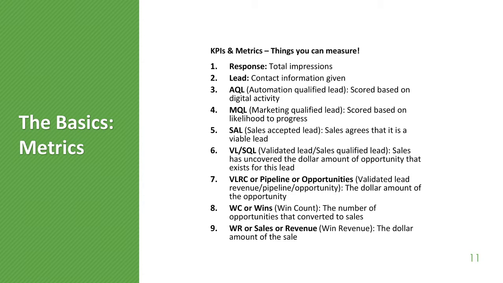So moving on down to wins. WC stands for win count. So some companies may count how many wins there are, and some companies may count what the win amount is. So some just check and see. The win should be how many there are. The sales revenue or win revenue should be the dollar figure.